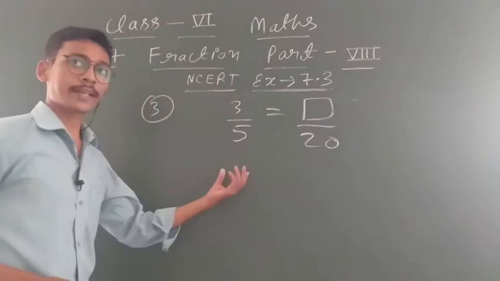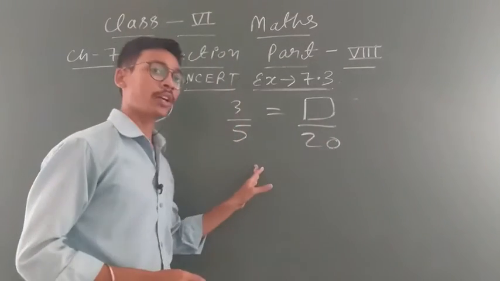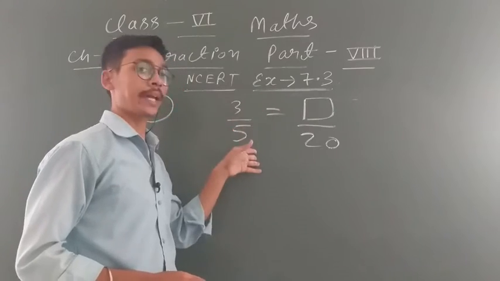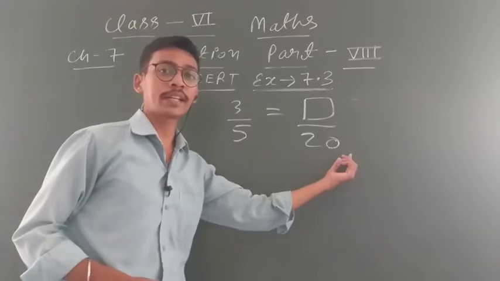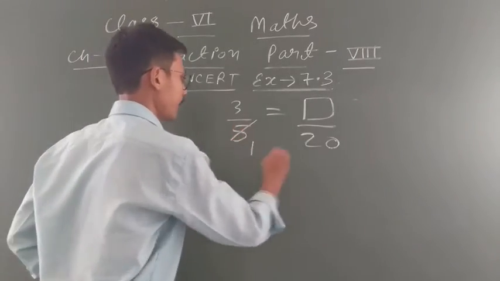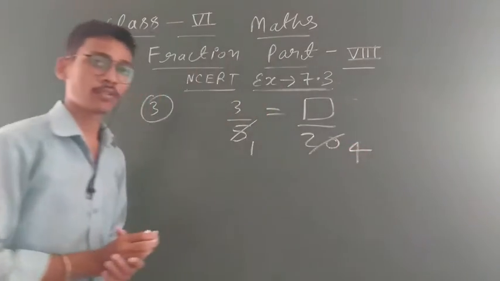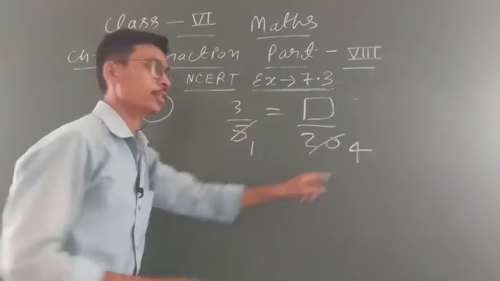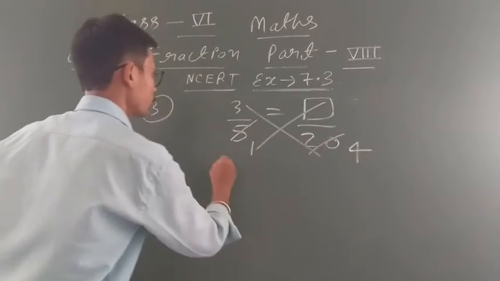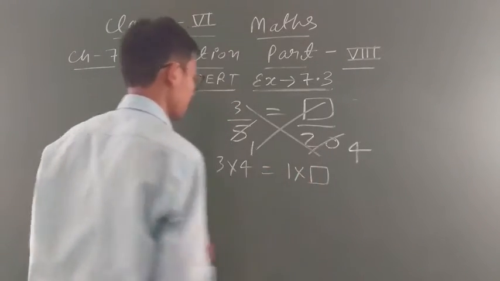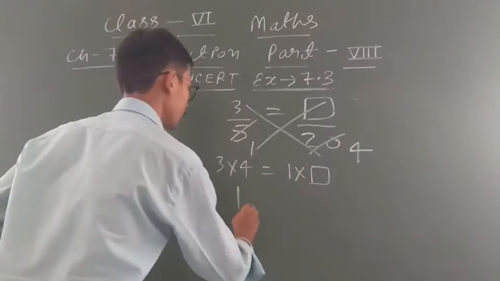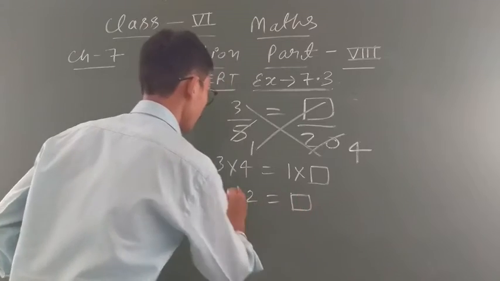Okay, student, same question. Now 3 upon 5 you cannot reduce. Both are prime. So what you will see, 3 and 5 you are not able to reduce. But 5 and 20. 5 and 5, 5 fours are 20. Okay, student. Now 3 into 4, student, you know that cross multiplication you will do. So 3 into 4 it will come, and here it will come 1 into box. So 3 into 4 is what? 12. 12 equal to box. So our correct answer is 12.